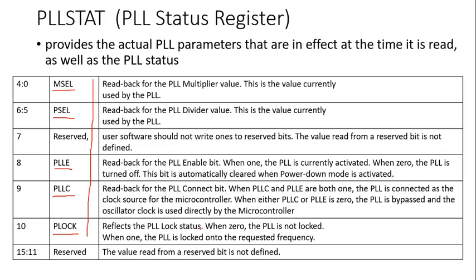So remember, bits 0 to 4 are M cell bits, bits 5 to 6 are P cell bits, bit number 8 is PLLE, bit number 9 is PLLC, and bit number 10 is PLOCK. This PLOCK is used in between enable and connect. So first you will perform PLL enable, second you will check PLL lock. Unless and until the PLL is locked to the requested frequency, you cannot go for the connection. And then third, you will activate the PLL connect signal.